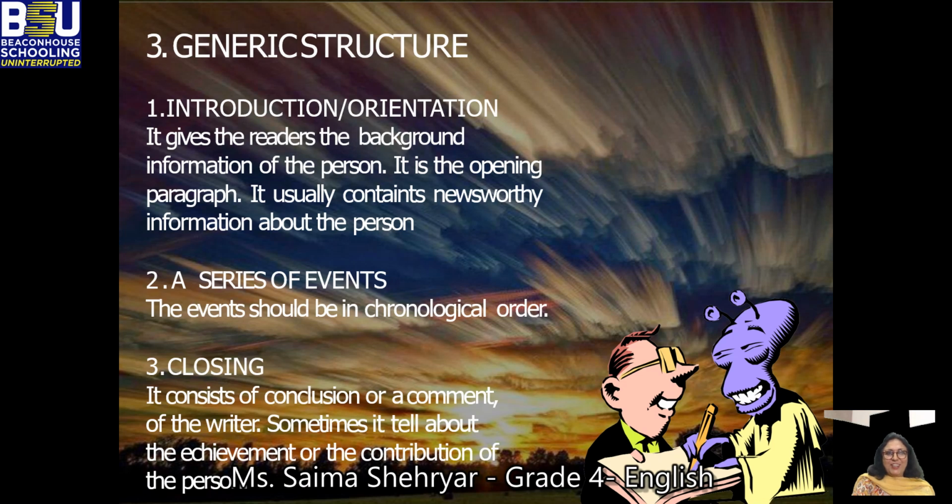Generic structure: introduction, orientation. It gives the readers the background information of the person. It is the opening paragraph. It usually contains newsworthy information about the person. Then a series of events, what happened in his life, that's what you're going to write. The events should be in chronological order, moving from his birth to the very end of his life, or if he's still alive, that goes on.